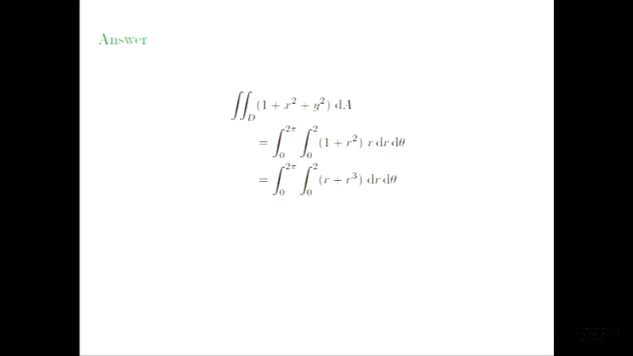What's r squared on 2, r to the 4th on 4? Okay. Now we have to evaluate this at top minus bottom. So that's 4 over 2 is 2, plus 16 over 4 is 4. So that's 6 minus 0, 6.